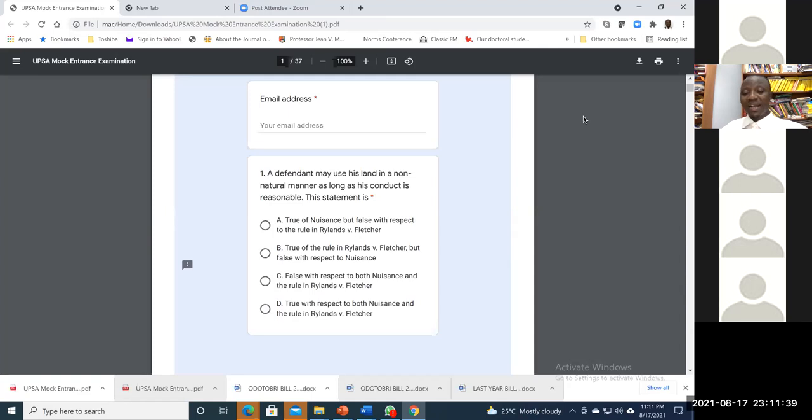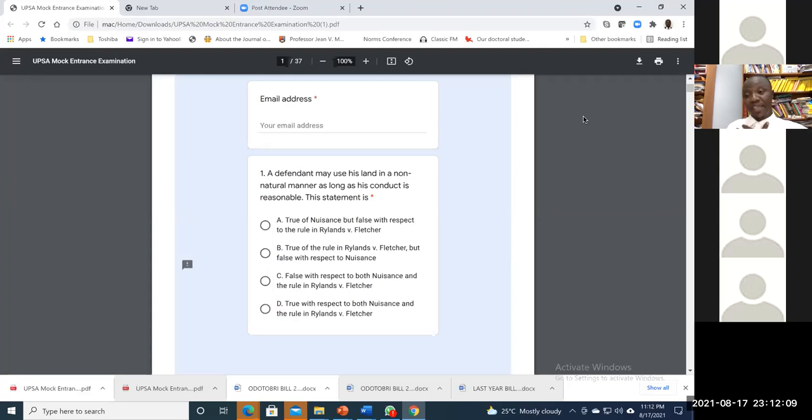Yeah, so you having been reasonable is not a defense to an action under Rylands and Fletcher. Is that what you are saying? Exactly. Yeah, so the Rylands and Fletcher rule appears like a sort of strict liability type of thought, as it were. Good.